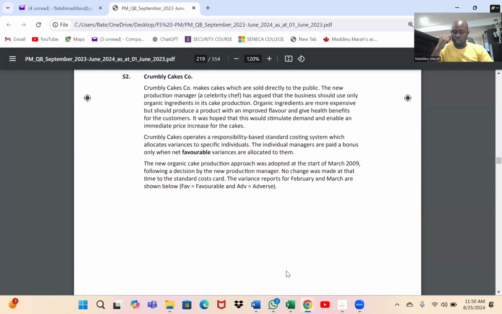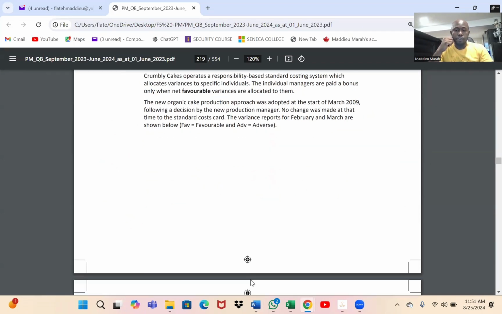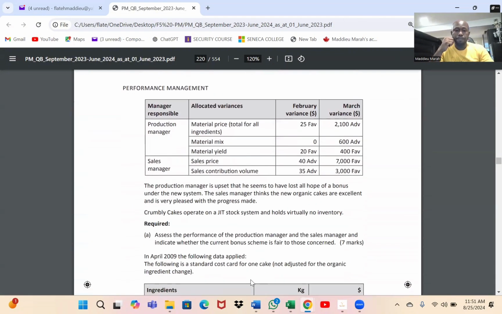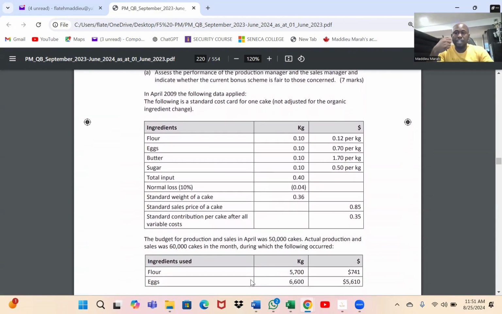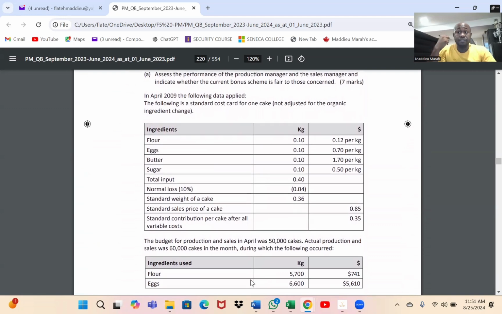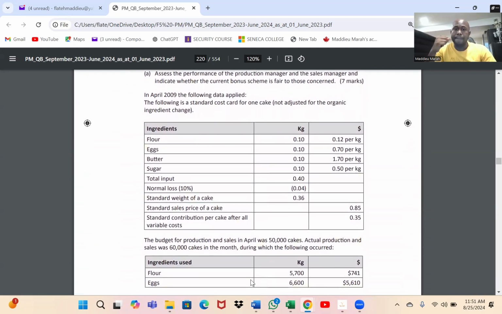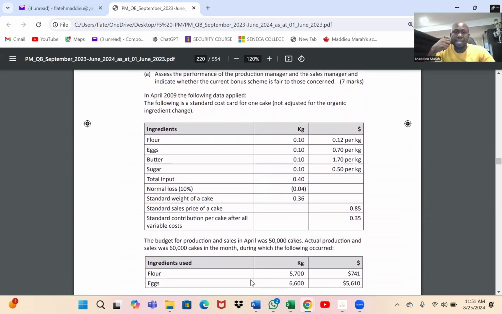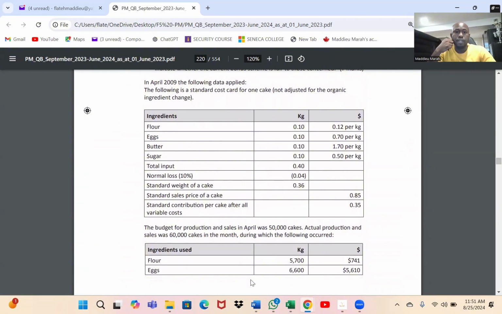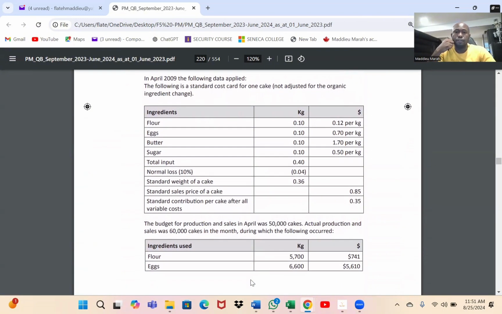Okay, so this was the question we started the other day, and crumble cakes, we've completed the A part of this question. Now let's look at the B. We skipped the B part, waiting for the variance, yield, mix and yield variance concepts, learning the formula before we can start. The B part starts from here.